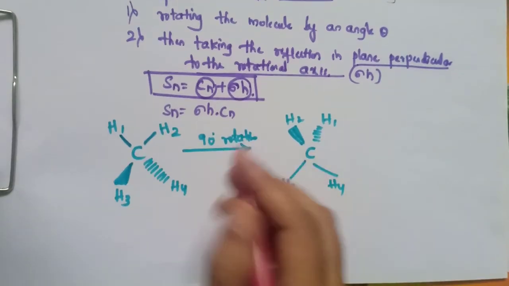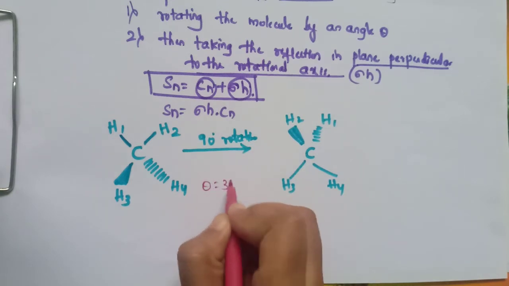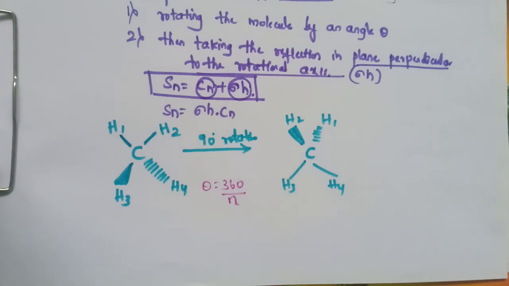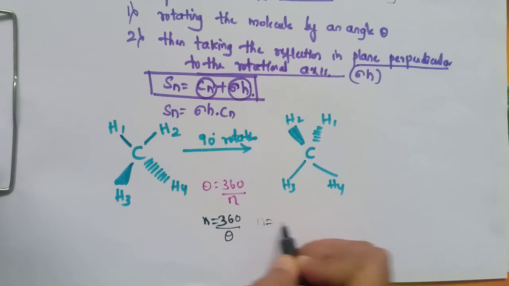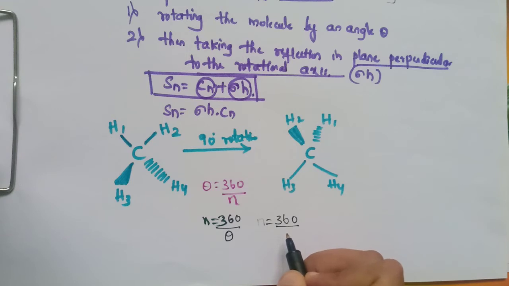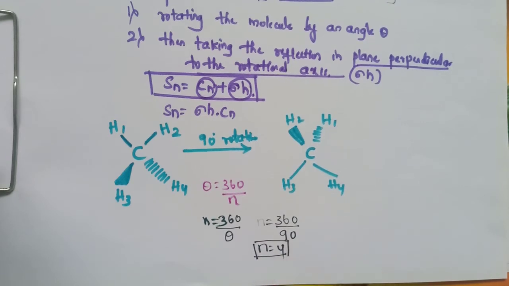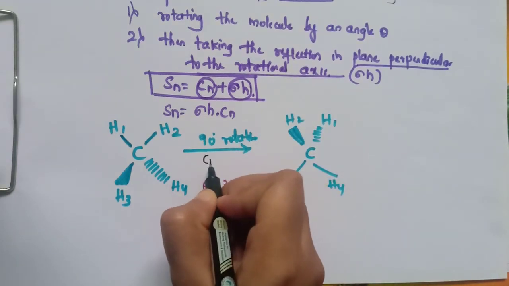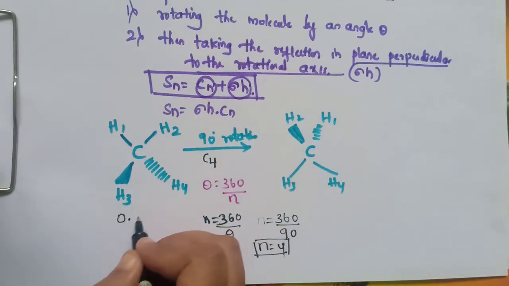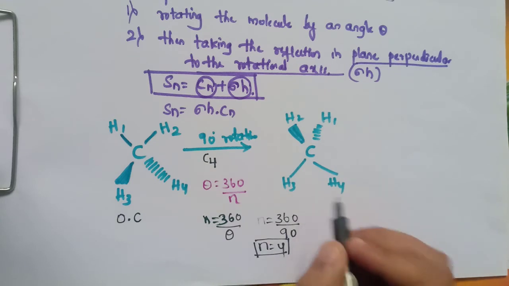Here, let's apply this formula. Theta is equal to 360 degrees by N, so N is equal to 360 degrees by theta. See here, N is equal to 360 degrees by theta, how much is it? What is theta here? It is the symmetry angle. It is 90, so we will get N is equal to 4. So it is C4. But here you can see it is an original configuration, whereas it is an equivalent configuration.